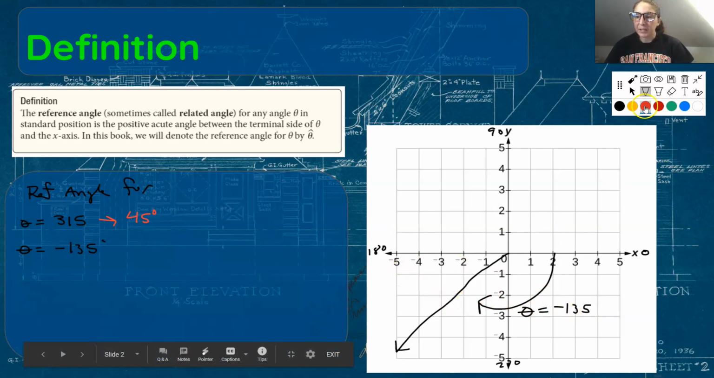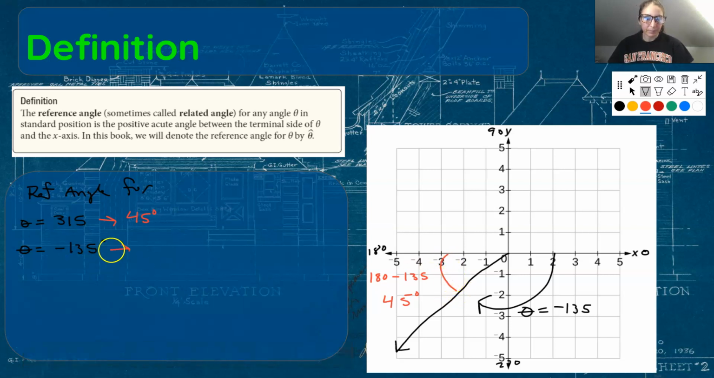So what's my reference angle? My reference angle is still the angle that the terminal side made with the x-axis. How do I figure this out? Well, all the way around would have been 180. I went 135. Even though we're going in the negative direction, it still works this way. So what's the space in between? Let's do some subtraction. What is 180 minus 135? In this case, you'll see again, we get 45 degrees. So also the same reference angle.